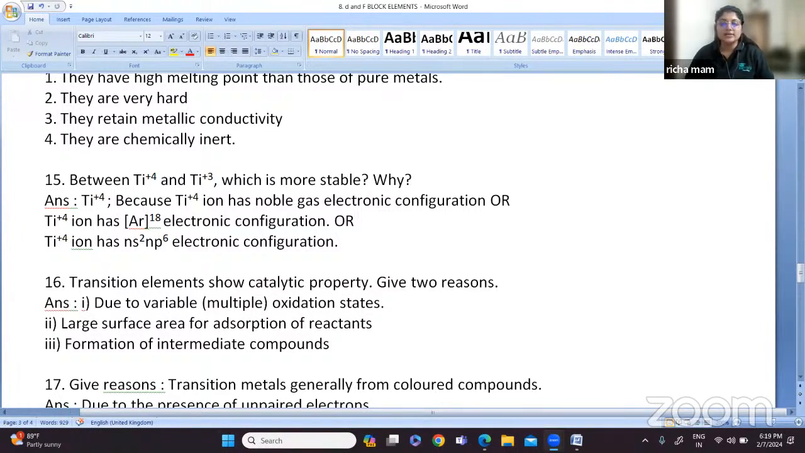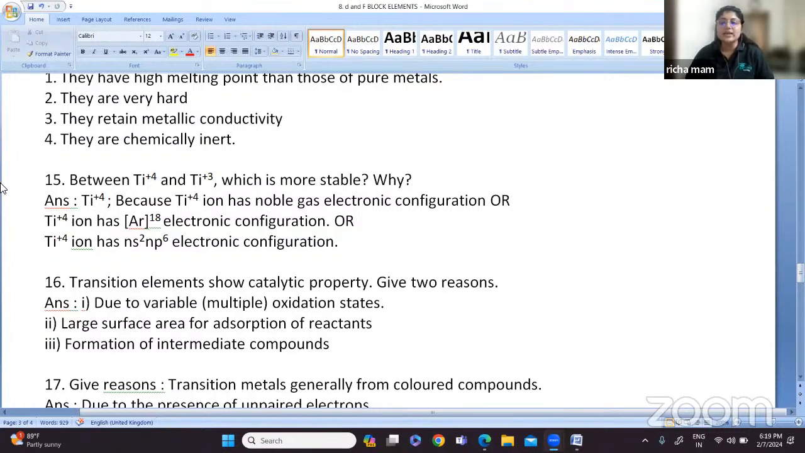Transition elements, or the d block elements, have the capability of showing different oxidation states. They will show various, or multiple, oxidation states. So this is the first property. Because of that, they have catalytic property.